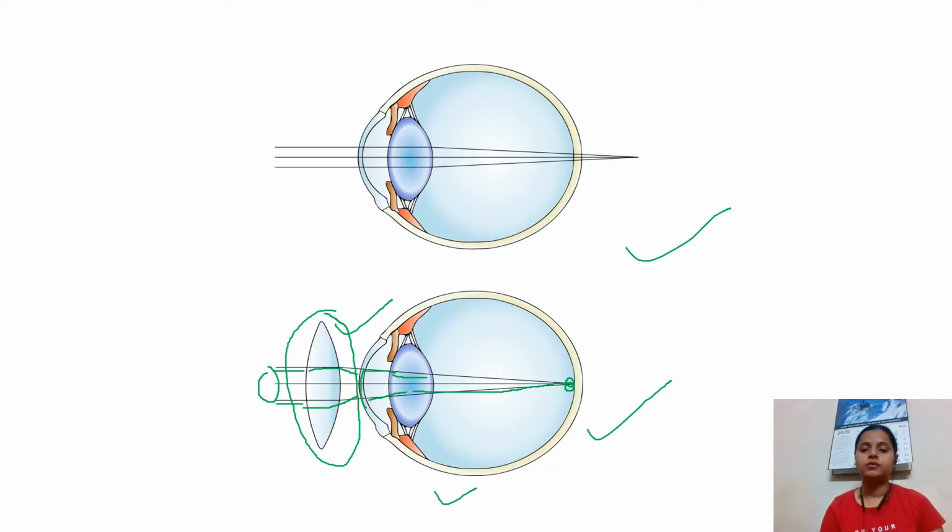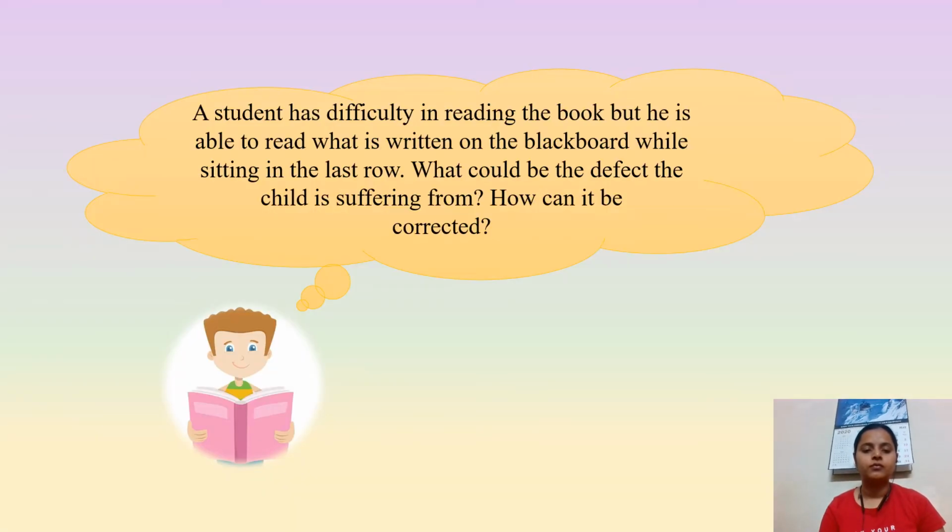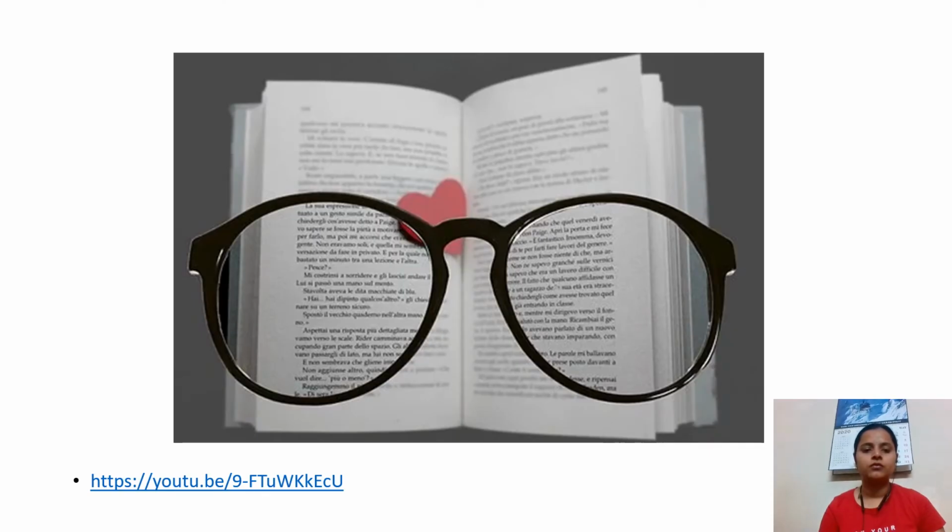So now let's move further. Which lens is used for correcting hypermetropia? I have shown you the lens. It is somewhat like this, and I want you to tell me which lens is used for correcting hypermetropia. The lens which was used for correcting the hypermetropia was the convex lens.